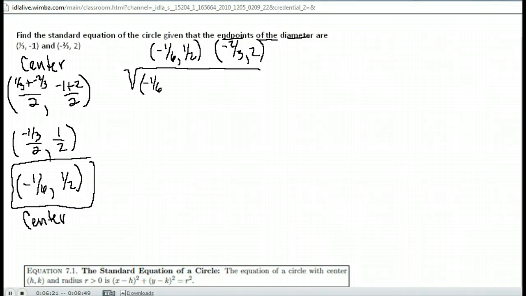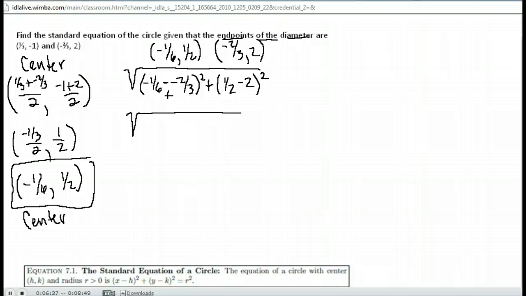We subtract our x values, negative 1/6 minus negative 2/3 squared, plus, let's subtract our y values, 1/2 minus 2 squared. Minus a negative makes this a plus in the center here. So if we do negative 1/6 plus 2/3, we get 1/2. And over here, 1/2 minus 2 gives us negative 3/2.